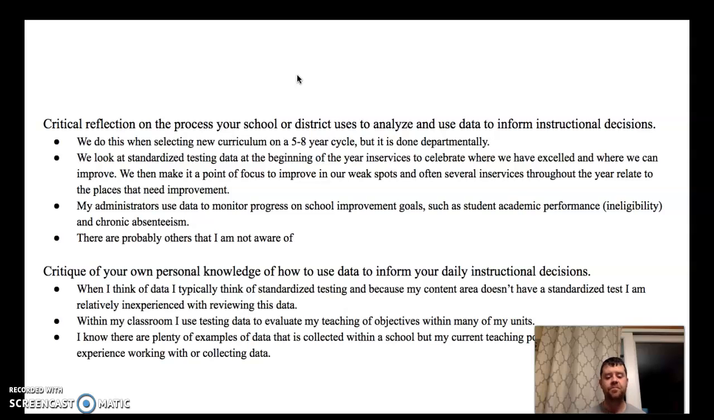Within my classroom, though, I use testing data to evaluate my teaching of objectives within my units. I usually have a variety of questions related to each objective that I had while teaching the unit, and that tells me where maybe I struggled on teaching them, what spots they were able to pick up really well and what spots they were not. Hopefully, I continually improve. I know there are plenty of other examples of data collected within a school. My current teaching position doesn't really give me much opportunity to experience working with any of that data collection.